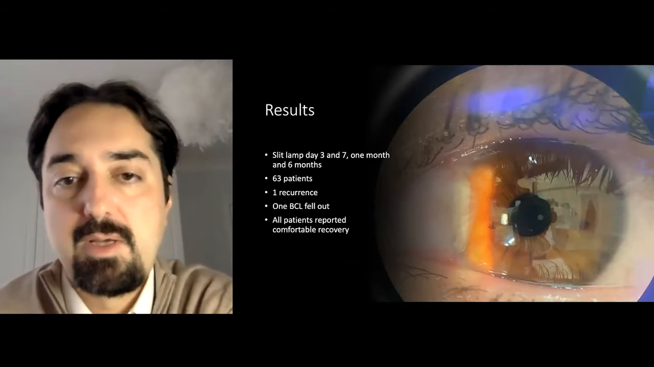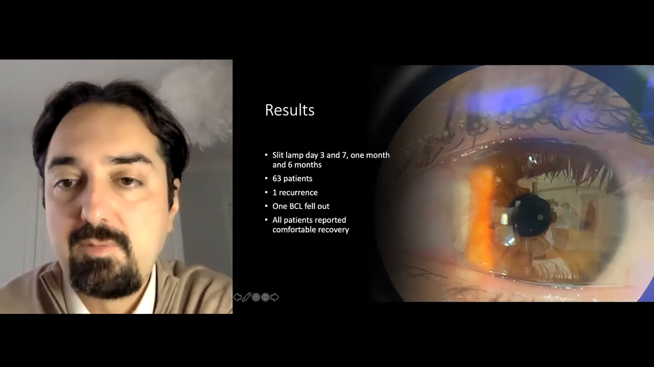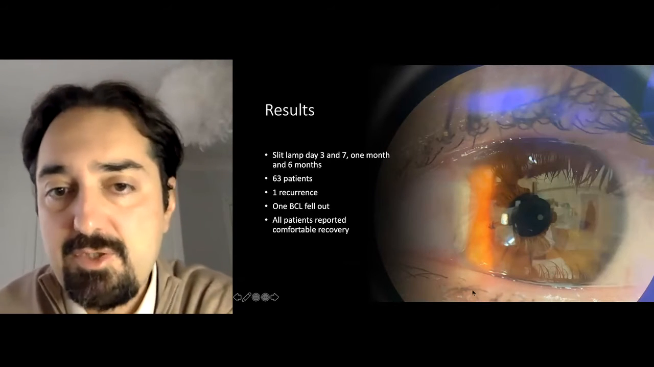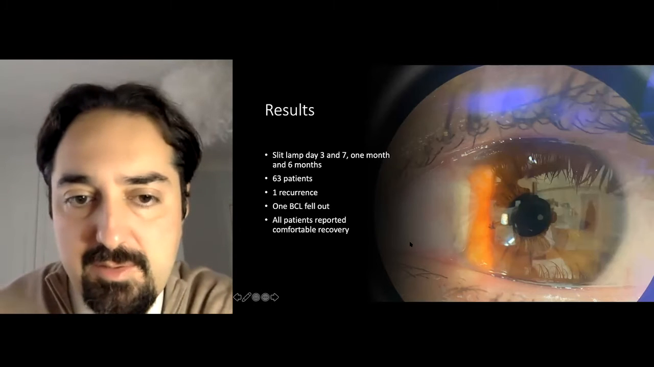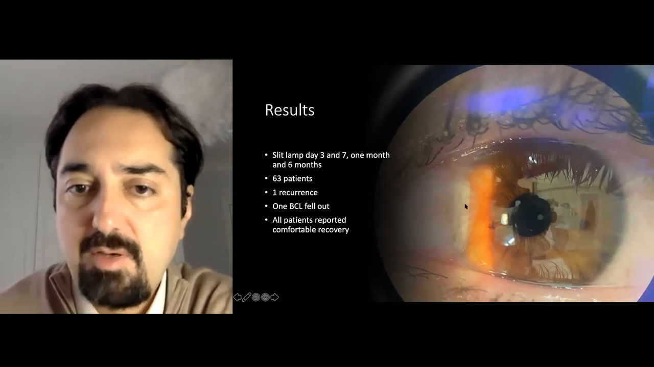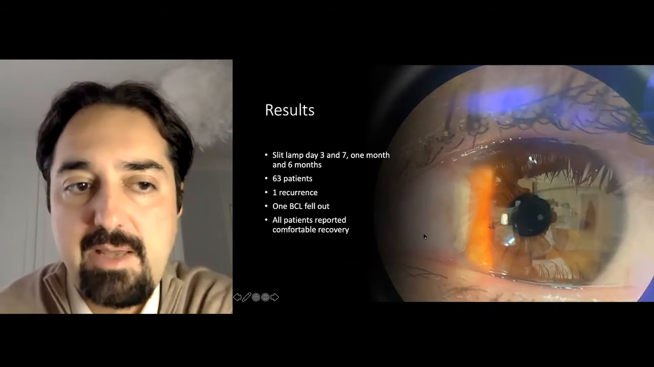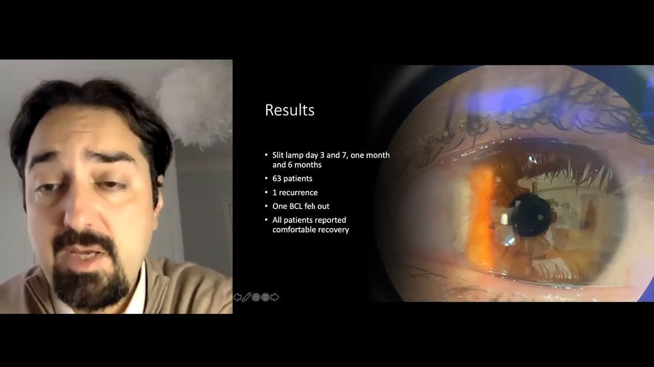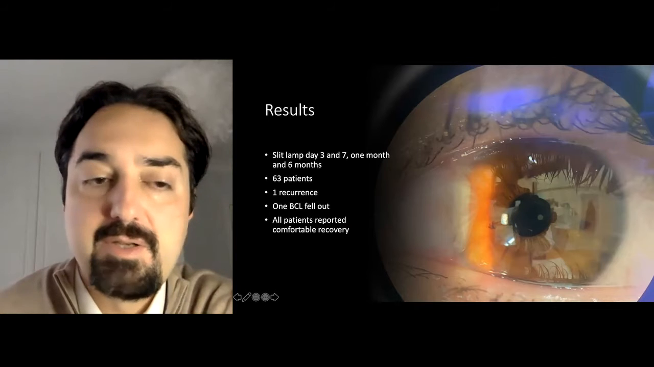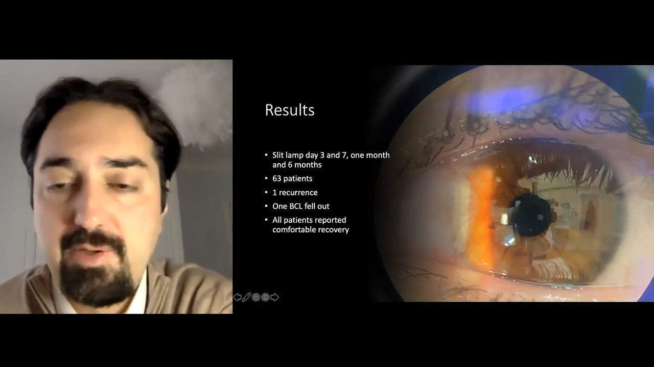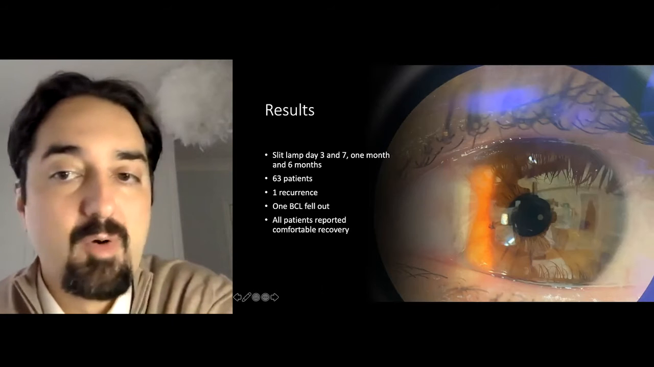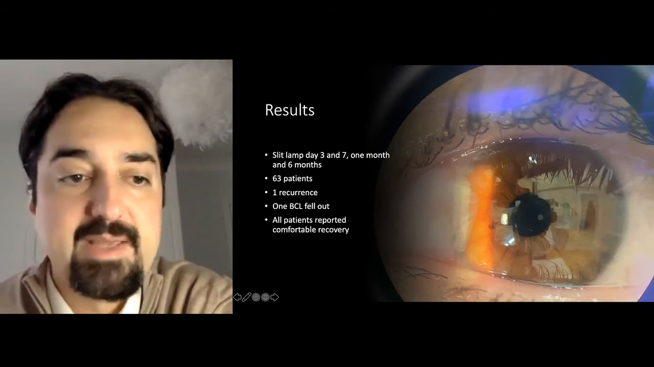Slit lamp examination was performed on day 3, 7, 1 month, and 6 months after the procedure. Here's a patient 1 week after surgery. What you can see is that the contact lens is still in situ. This is the edge of the contact lens, and also the Omnigen is still in situ, covering all that important area. We only had 1 recurrence, so that's a very good recurrence rate in our series. And 1 patient where the bandage contact lens fell out. Surprisingly, even on that patient, and we saw this patient a week after surgery, the Omnigen was still in place.